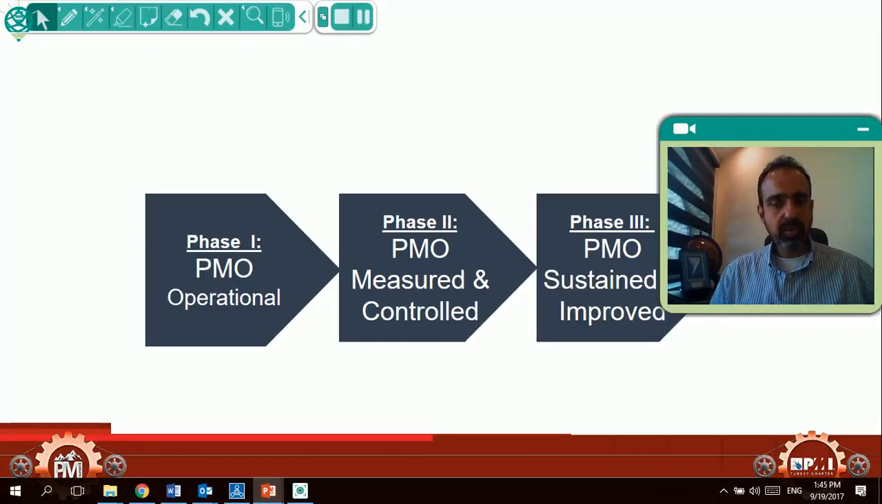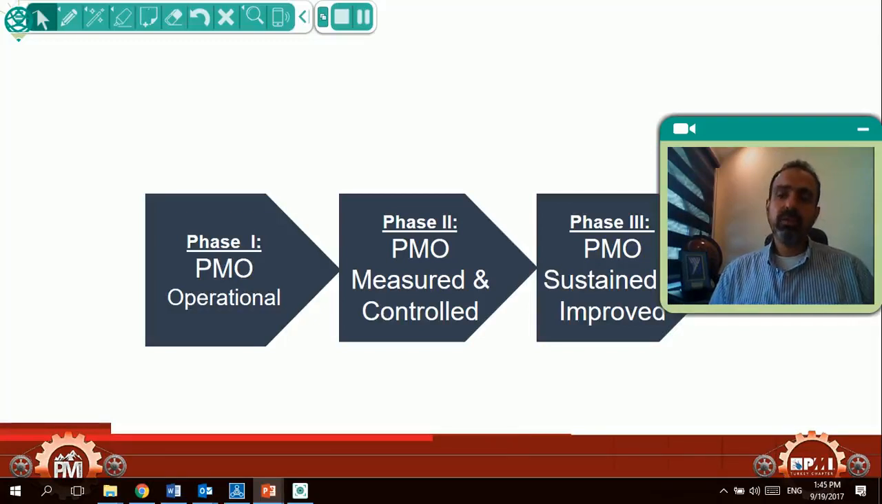Then we go into a PMO that's measured and controlled, which means we can look at the performance of our projects, the performance of the PMO, and also look at KPIs. So we measure and we report on performance.